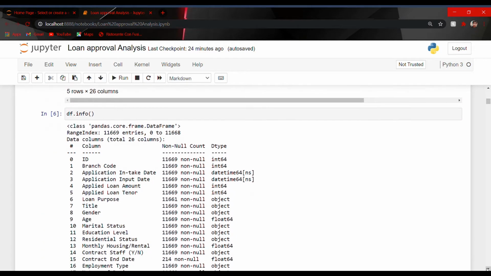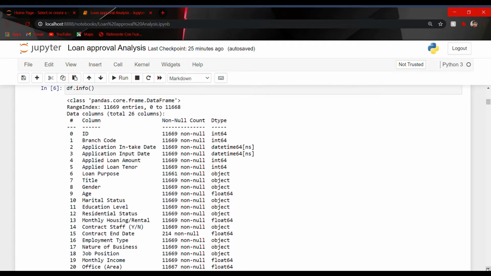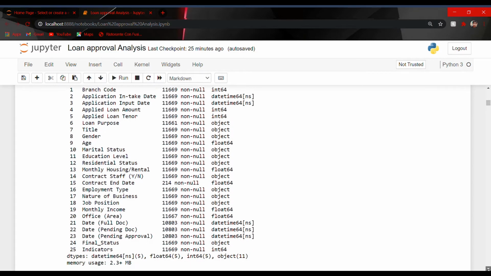Then df.info gives me the analysis of each and every column of my data set. It tells me about the total null values in it and the data type of that column. For example, here for ID we have no null value and the data type is int. Datetime stands for the date type, and object stands for string data types.